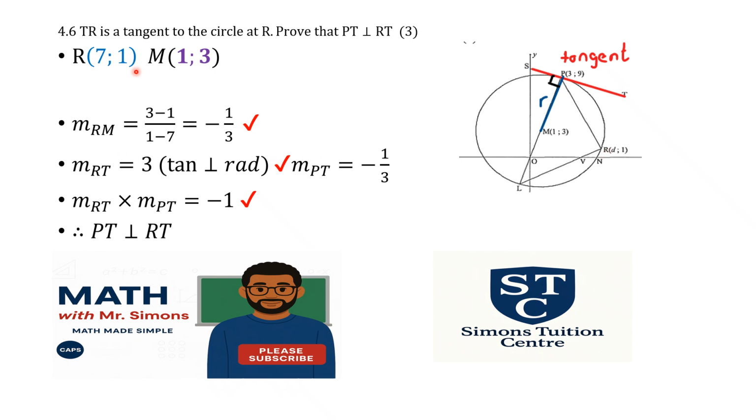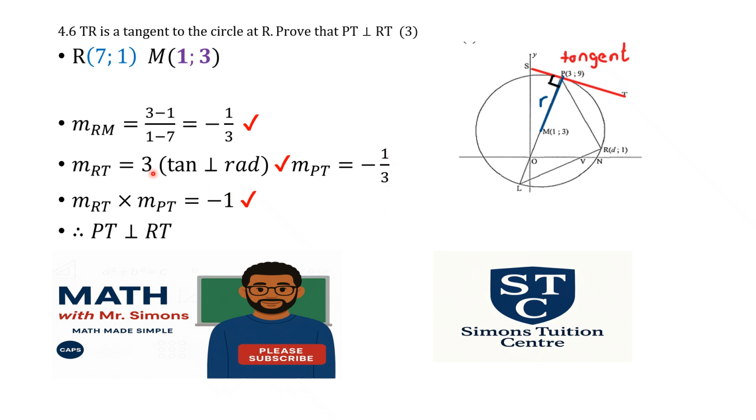Gradient there would be 3 minus 1 over 1 minus 7, which gives me 2 over negative 6, which becomes negative 1 over 3, 1 mark. So my gradient of RT should then equal 3, 1 mark, right, if it's a tangent to the circle, because a tangent is perpendicular to the radius. Right, PT and RM automatically should be parallel to each other. Based on what we solved previously, they are 90 there at that point, and 90 plus 90 would give me 180. So if they are parallel, they have the same gradient. Right, so RM and PT have the same gradient.